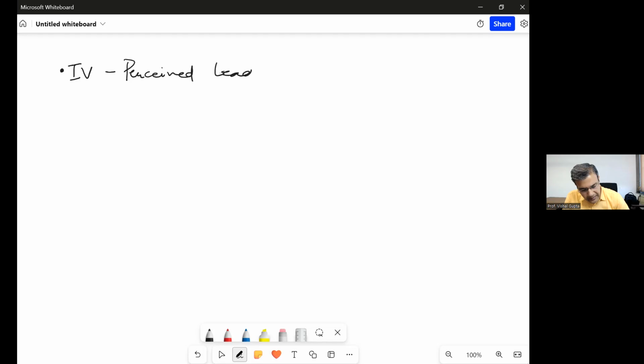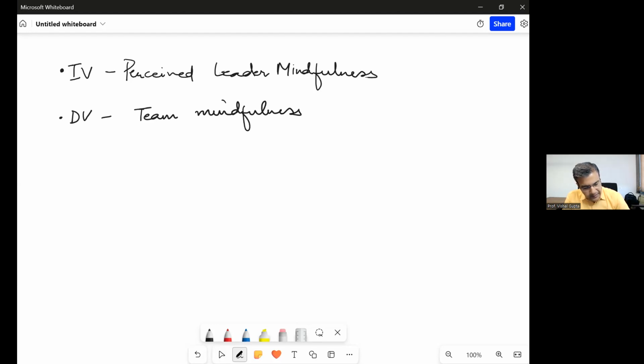Leader mindfulness. Go ahead. Now we want to see how this influences, maybe say, the team mindfulness and also the team performance. So you are saying the DV is team mindfulness and team performance.